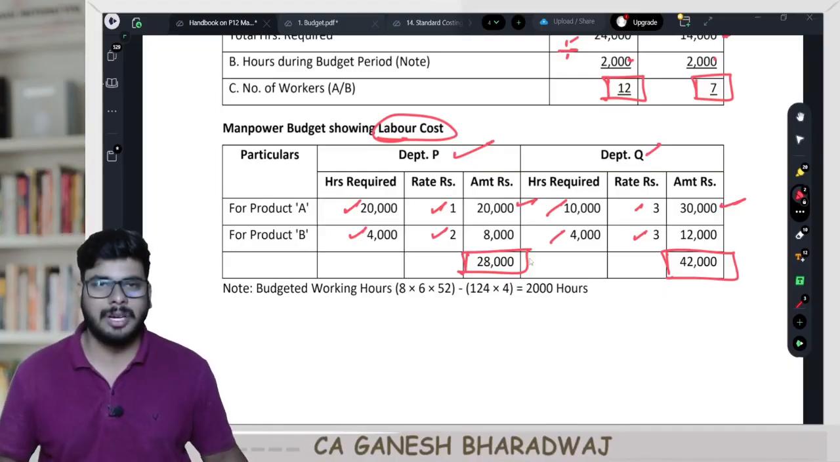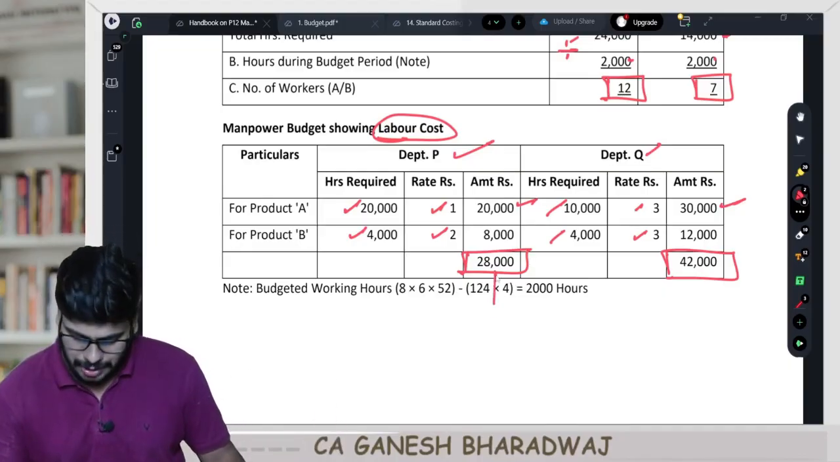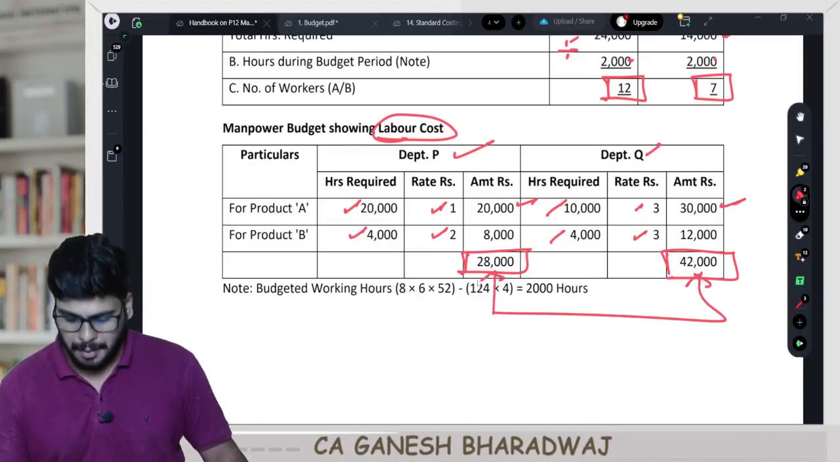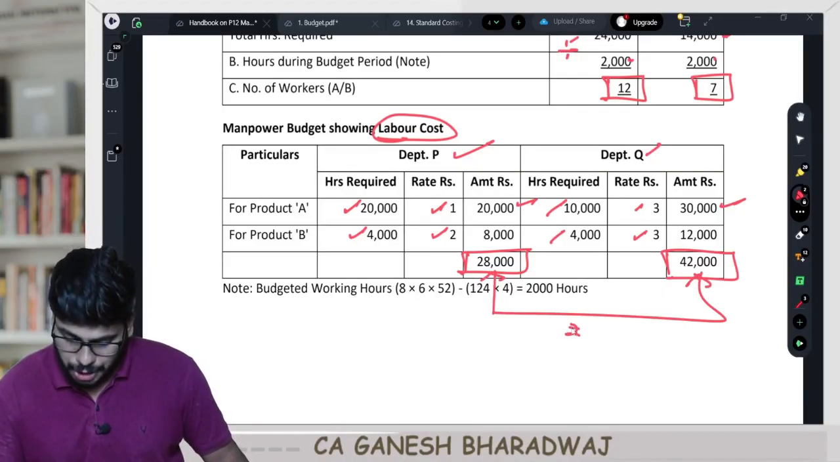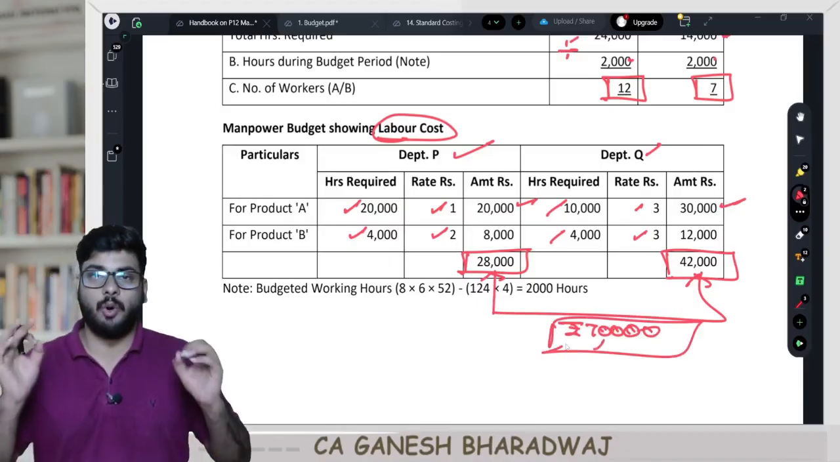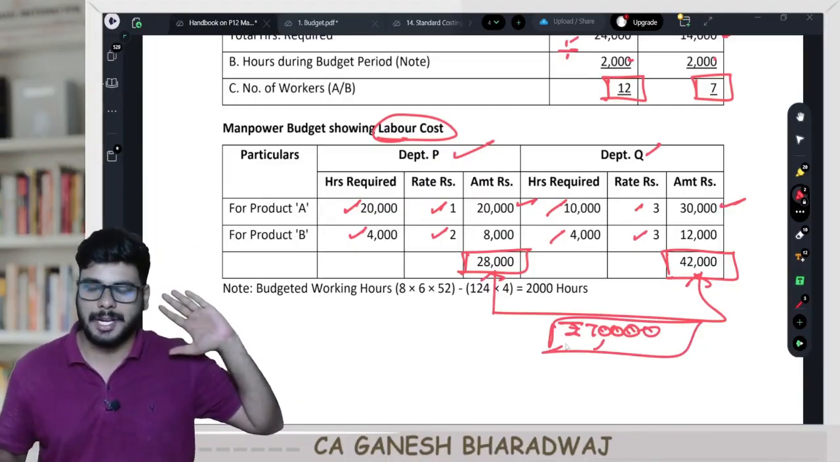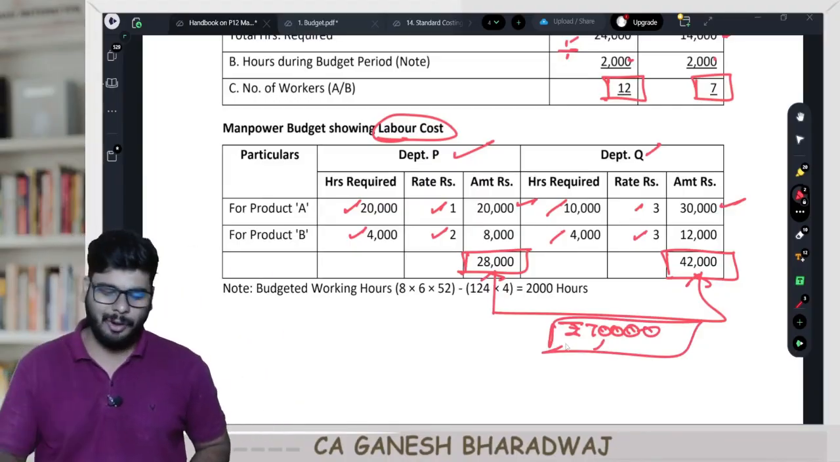Now, what is going to be the overall labor cost that you can budget? Just add the two. 28,000 plus 42,000, that's going to be how much? Rupees 70,000. So 70,000 rupees is the overall labor cost I need to budget for the upcoming period. Are you clear with this? See how simple this is.